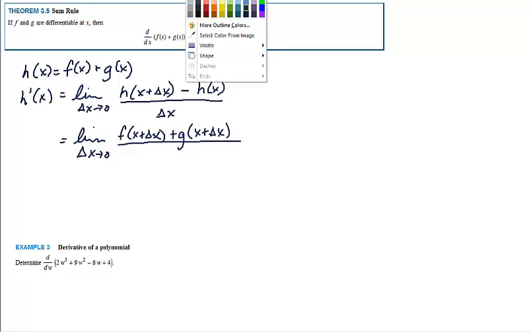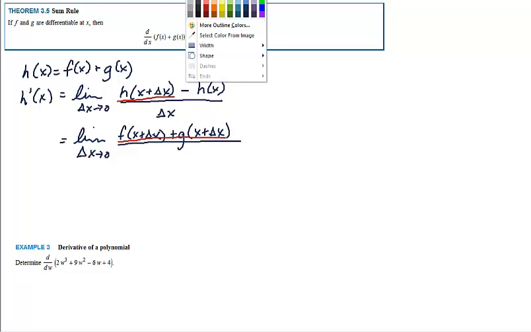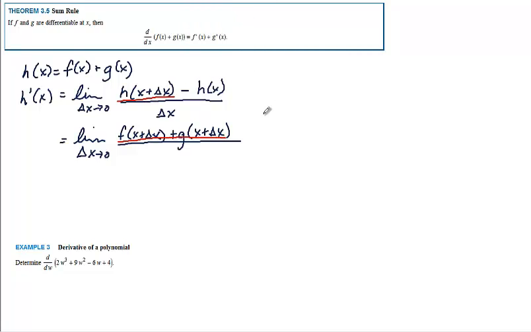And what I just wrote down right there was replacing x with x plus delta x, sorry. I'm trying to do too many things at once here. Minus, and then I'm just going to minus off that function, and here's h of x there, so f of x plus g of x, all over delta x. Alright, I'm going to regroup a little bit.